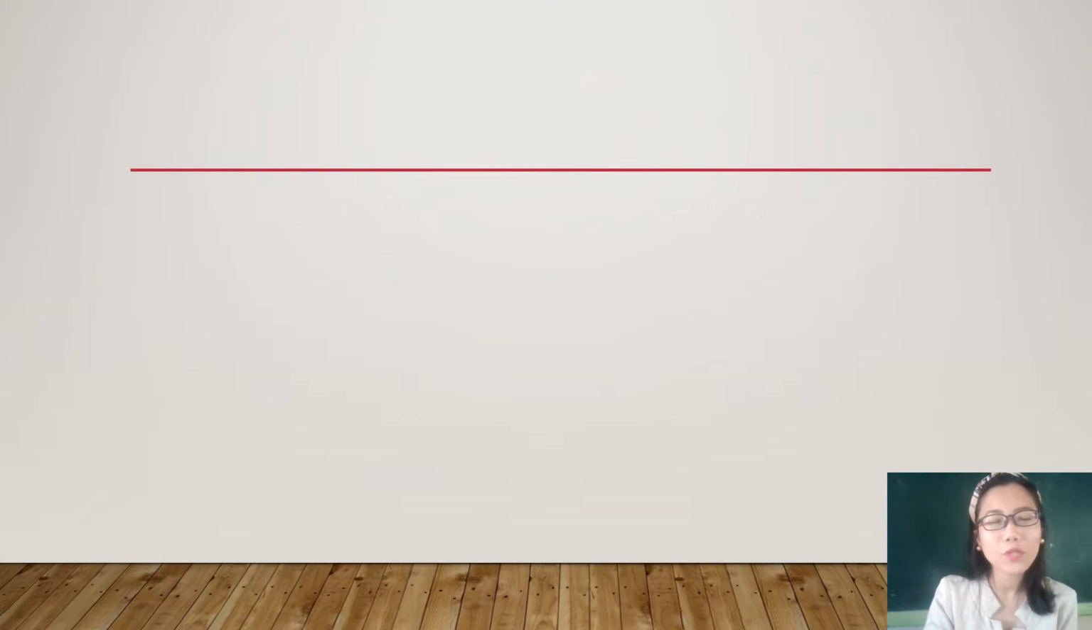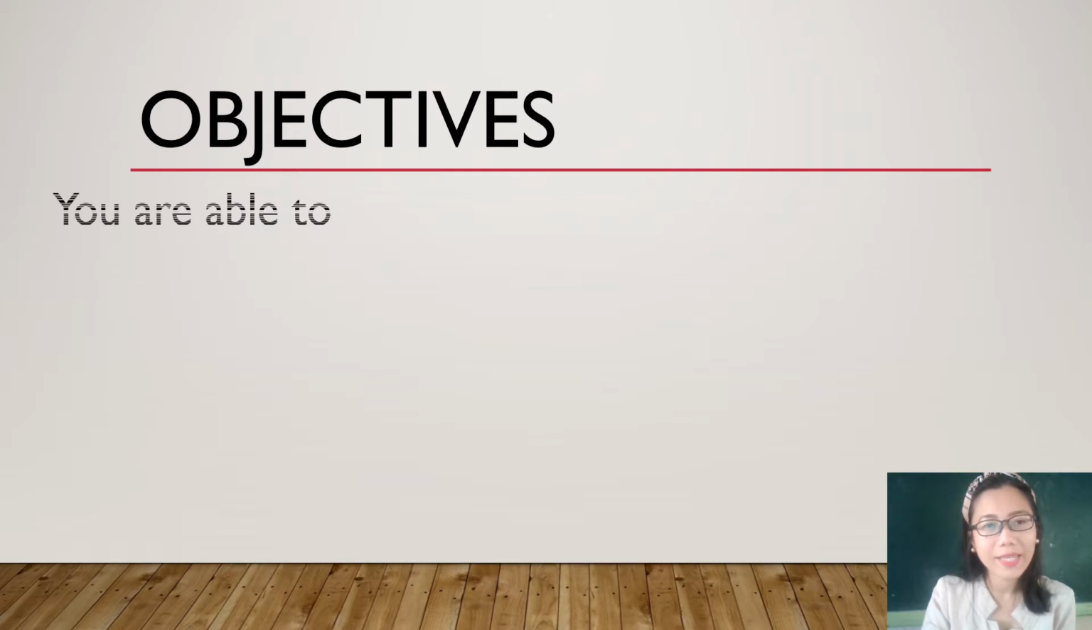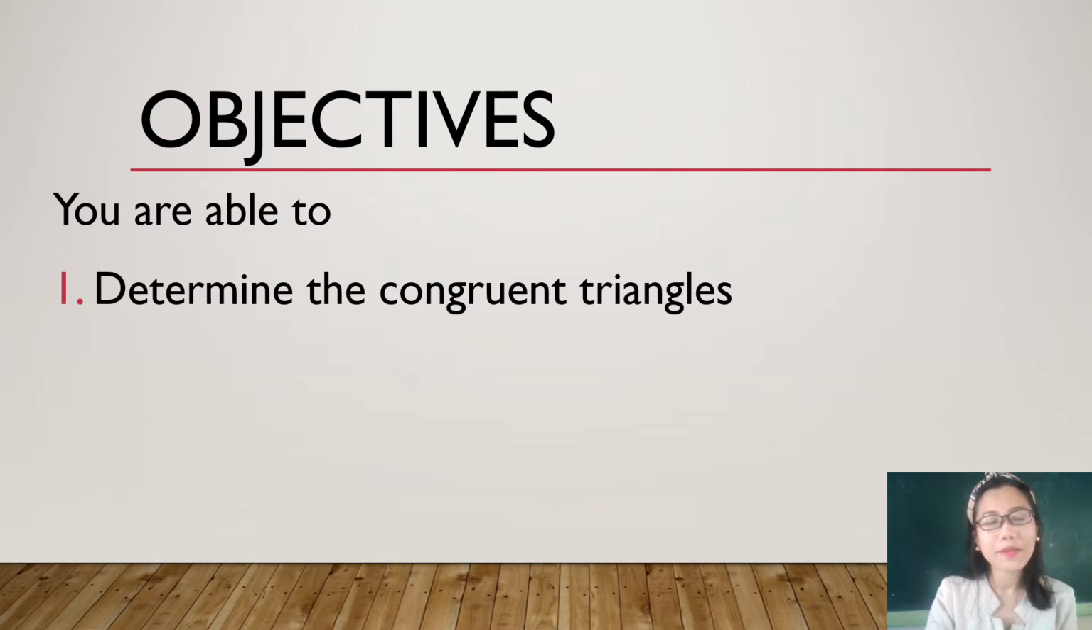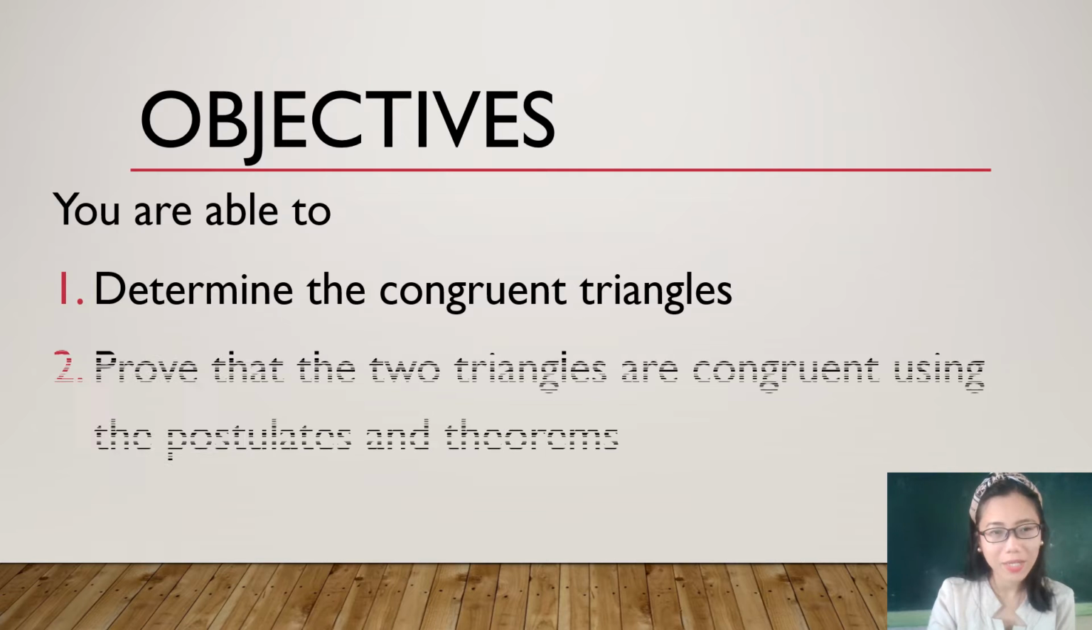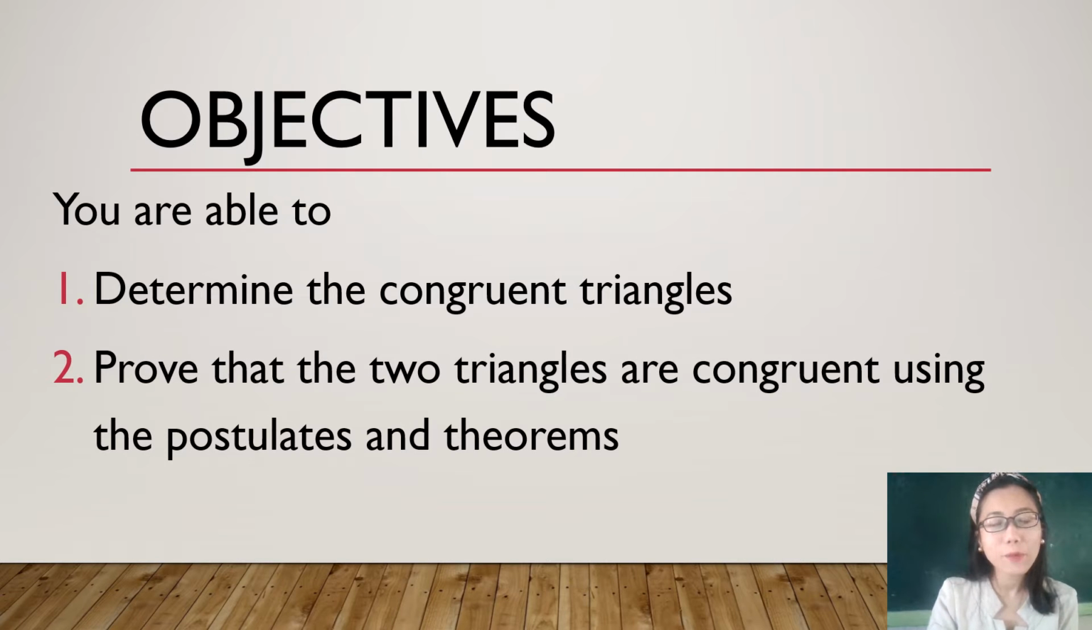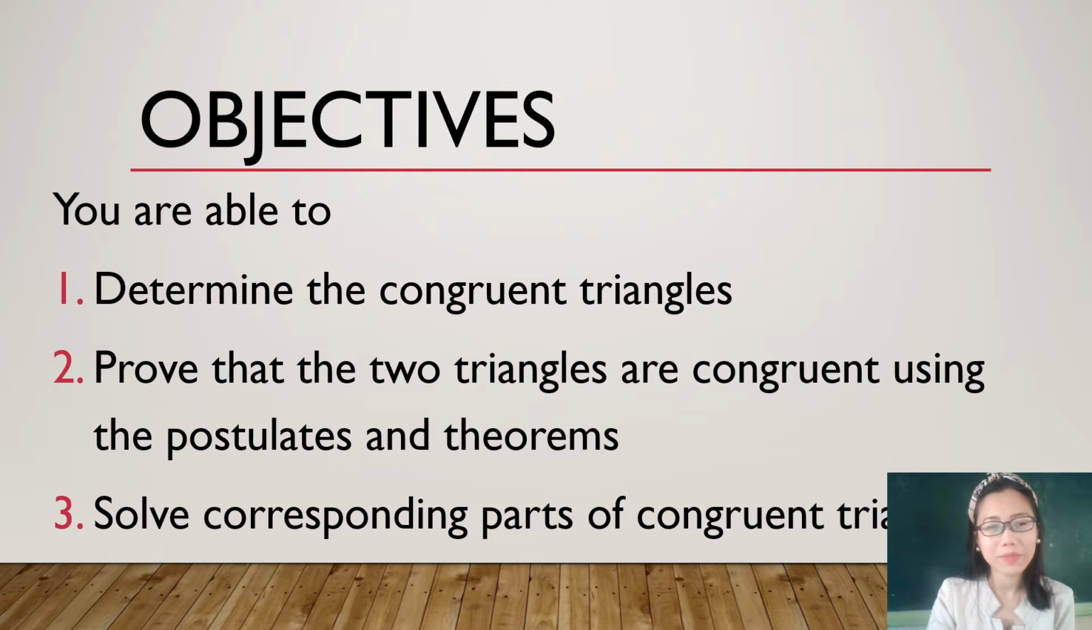Okay, these are our objectives for today. Today, you're expected to, number one, determine the congruent triangles. Second, prove that two triangles are congruent using the postulates and theorems. And third, solve corresponding parts of congruent triangles.